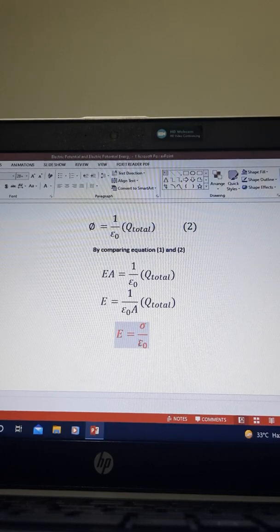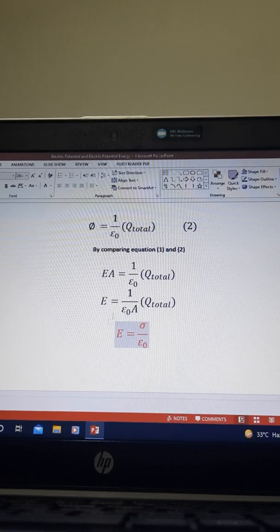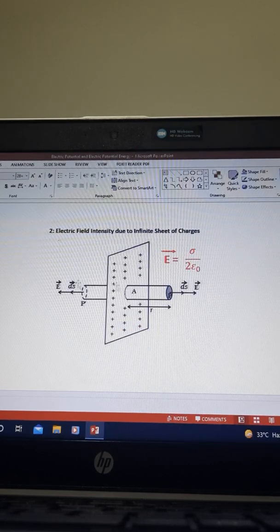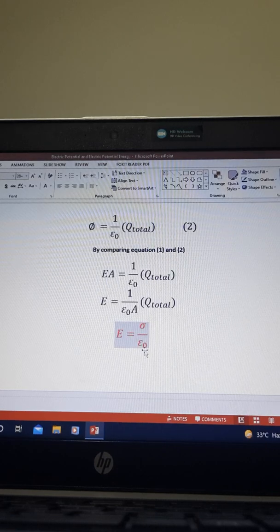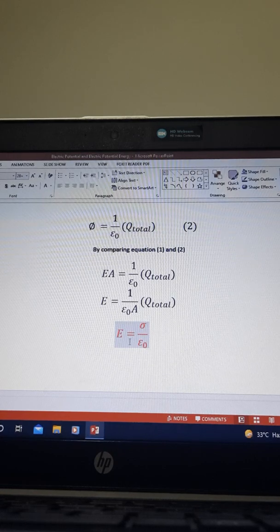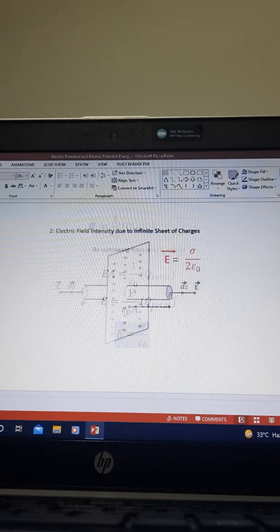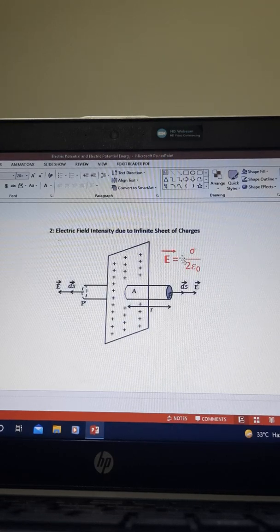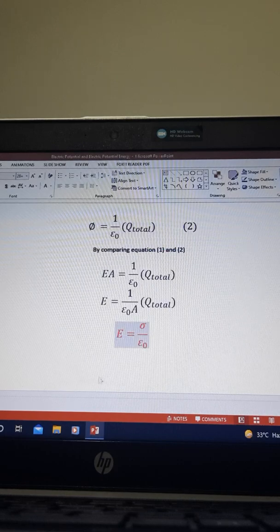Now if we compare the result of electric field for these two oppositely charged parallel plates to a single sheet of charges, this one, look, this is sigma by 2 epsilon naught and this is sigma by epsilon naught. So it means the electric field over here for the oppositely charged parallel plates is actually doubled as compared to the single sheet of charges, because the charges are of two types over here.